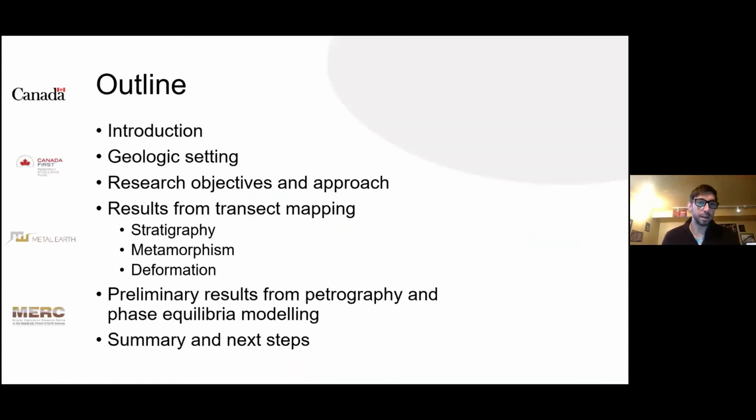And so I'm going to introduce the concept a bit more, dive into the gold fluid window concept a bit more, as well as the metamorphic devolatilization model, and then talk about the geologic setting, the Pontiac subprovince, and why it's an important area. Also, I'm going to try and outline the objectives and the PTTx approach, and then we'll focus on the results from fieldwork and from transect mapping from the last 2 summers. And then in a couple of slides, I'll present some preliminary results and interpretations from petrography and phase equilibrium modeling.